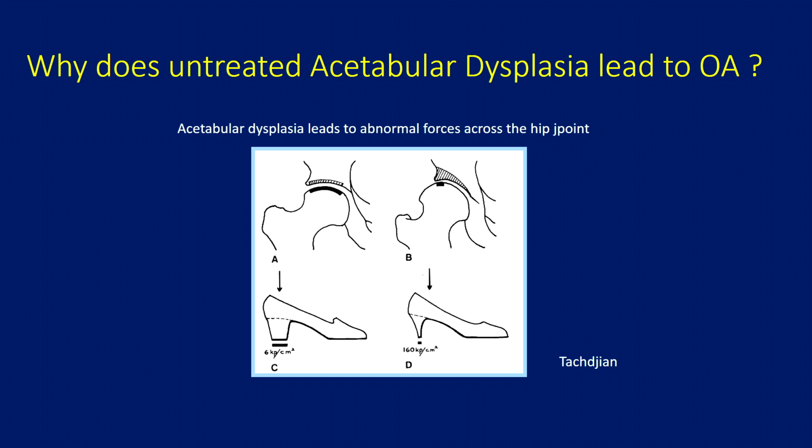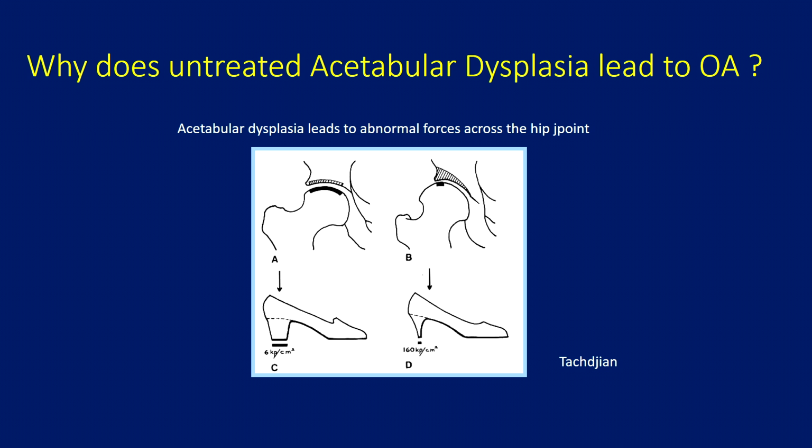That's a drawing that is taken from Tachdjian's book on hip disorders. It's a very old book. However, it remains a standard thing. If you look at this, that's the normal weight-bearing area of the femoral head and under the acetabulum. And it was measured, the pressure is equal to 6 kilopascal per centimeter.